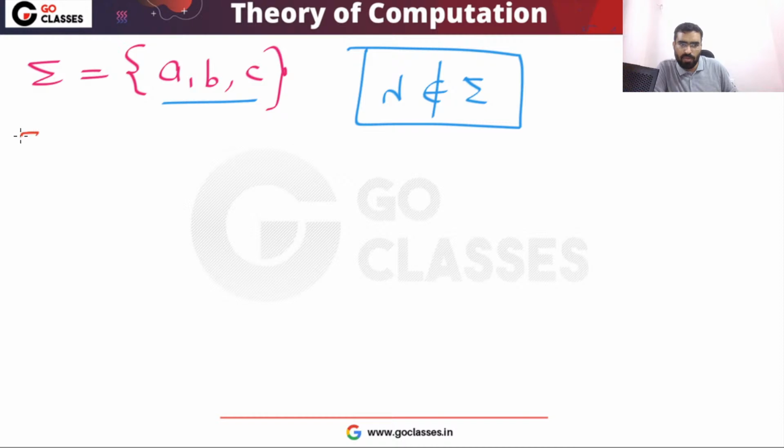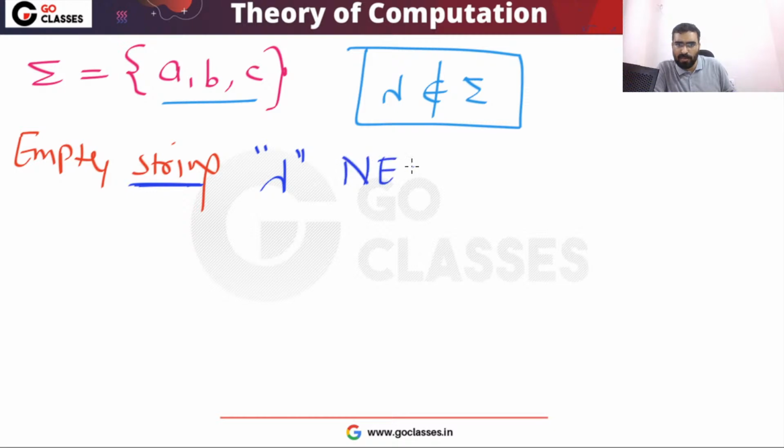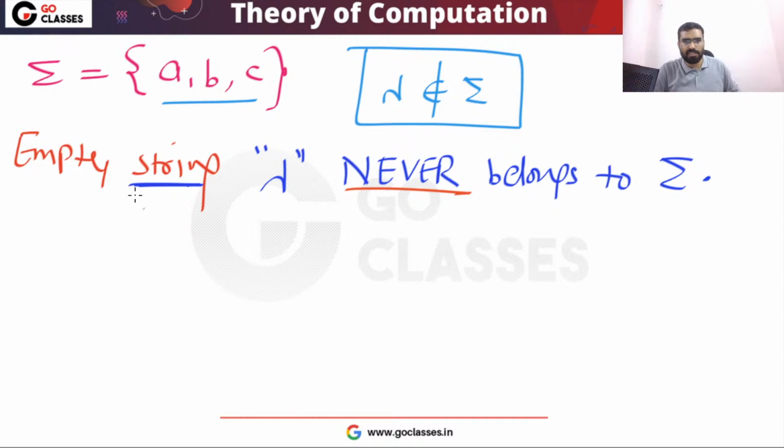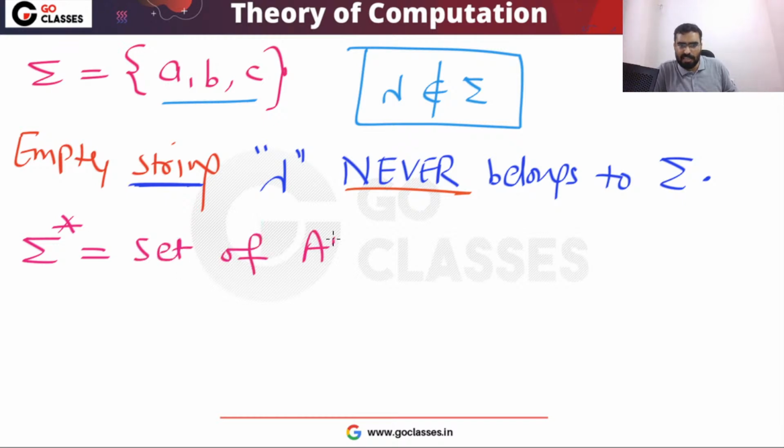This you already know. Because the empty string is a string, please understand, the empty string lambda never belongs to sigma, never belongs to the alphabet. So this is the first point. Now you can notice that if this is your alphabet, then what is sigma star? Sigma star is the set of all strings over sigma.